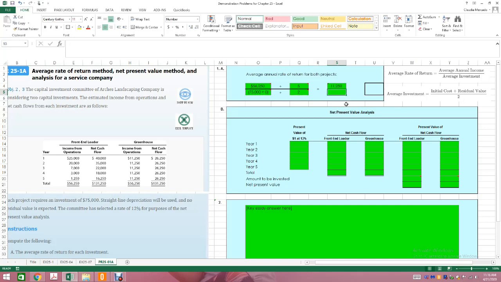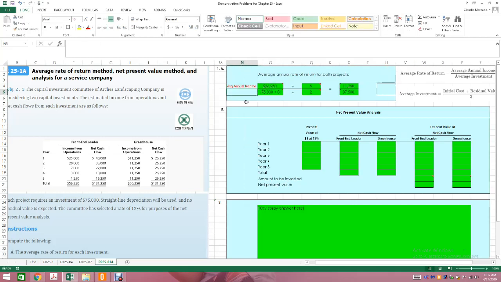So 75,000 divided by 2 is going to be 37,500. Now the top part is your average annual income, and the bottom one is your average investment. Once you have those two together, I can get my average annual income divided by my average investment, and that's going to give me my amount.